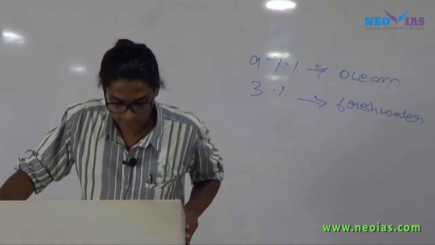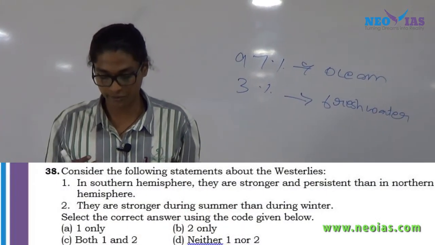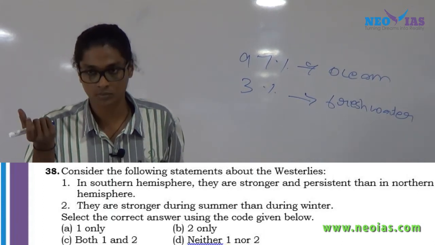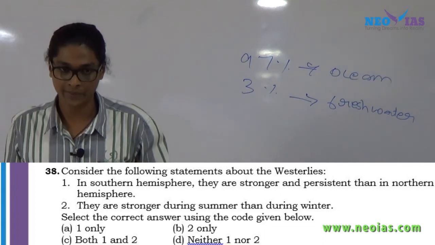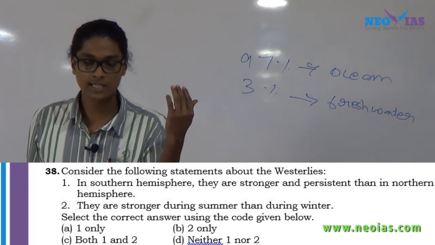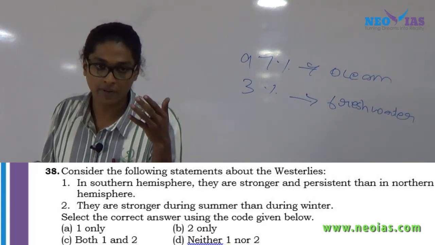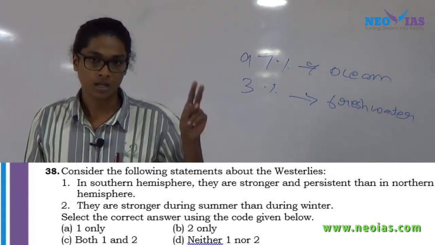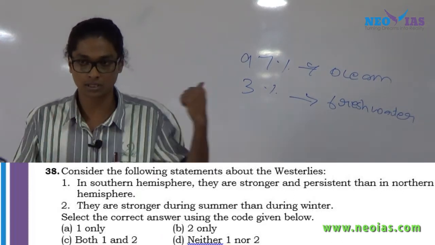Now the 38th question, again another two statement question. Consider the following statements about the Westerlies. See, Westerlies are again another favorite area of UPSC. They frequently ask questions from Westerlies. If you see the recent questions asked from atmospheric winds or pressure, our third material, you will understand that both questions came from the Westerlies, right? I also discussed those questions in the class.